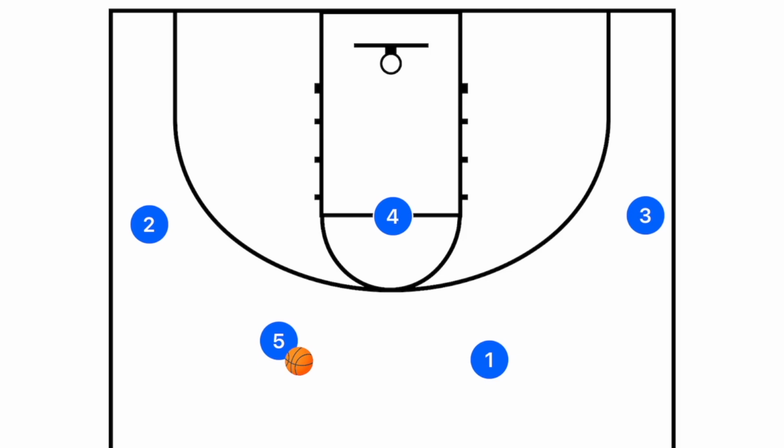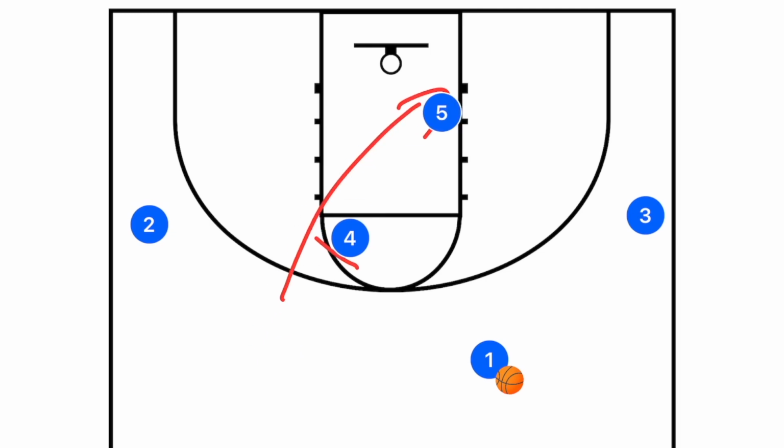Now, I've personally had a lot of success with this next play. We're going to have player 5 start with the ball. He is our center. He is our big man. He's going to pass the ball over to player 1, and player 4 is going to set a back screen for player 5, and he's going to go into the low post.